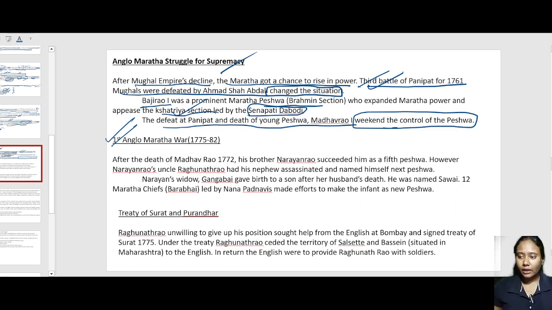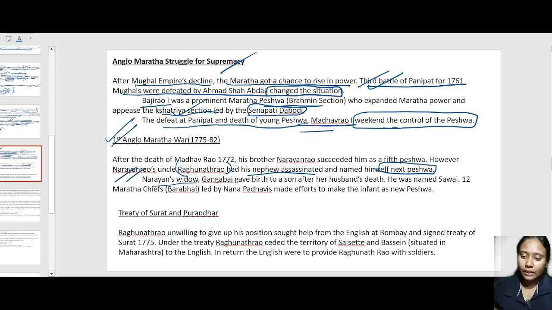After the death of Madhavrao, his brother Narayan Rao succeeded him as the fifth Peshwa. However, Narayan Rao's uncle Raghunath Rao had his nephew assassinated, and named himself the next Peshwa. Nephew means Narayan Rao, okay? He assassinated him and named himself the next Peshwa.